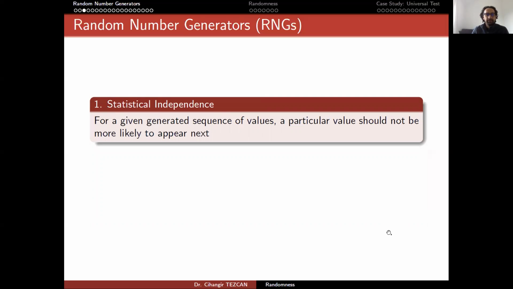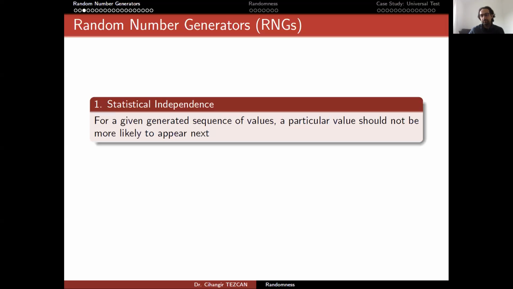First, let's talk about statistical independence. We said that a random number generator should be statistically independent. This means that for a given generated sequence of values, a particular value should not be more likely to appear next. You have a random number generator, you push a button and it produces zeros and ones, and you stop it at some point. You look at all the generated zeros and ones, and by looking at them, you shouldn't have any advantage in saying that the next bit is 0 or 1 with probability more than 1/2. So it should be statistically independent.